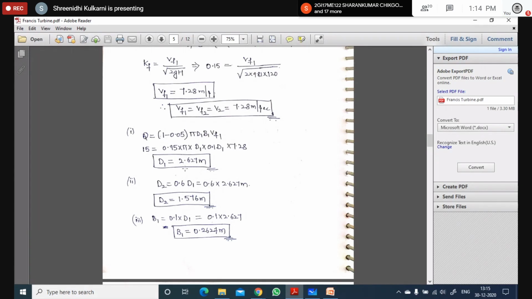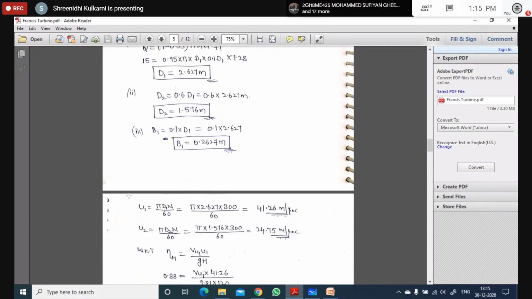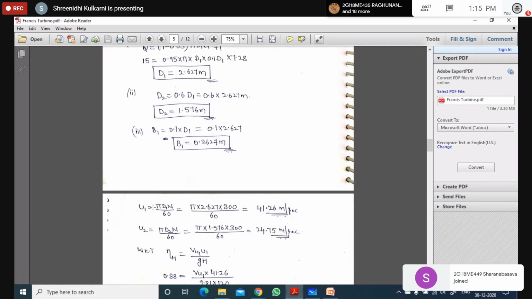Once we know D1, we can easily calculate D2, and then easily calculate the width. Next we have to find out the blade speed velocity or peripheral velocity at inlet as well as outlet. Once you know D1 and D2, with respect to this we can calculate U1 and U2. That is U1 is equals to pi D1 n divided by 60, and U2 is pi D2 n divided by 60.